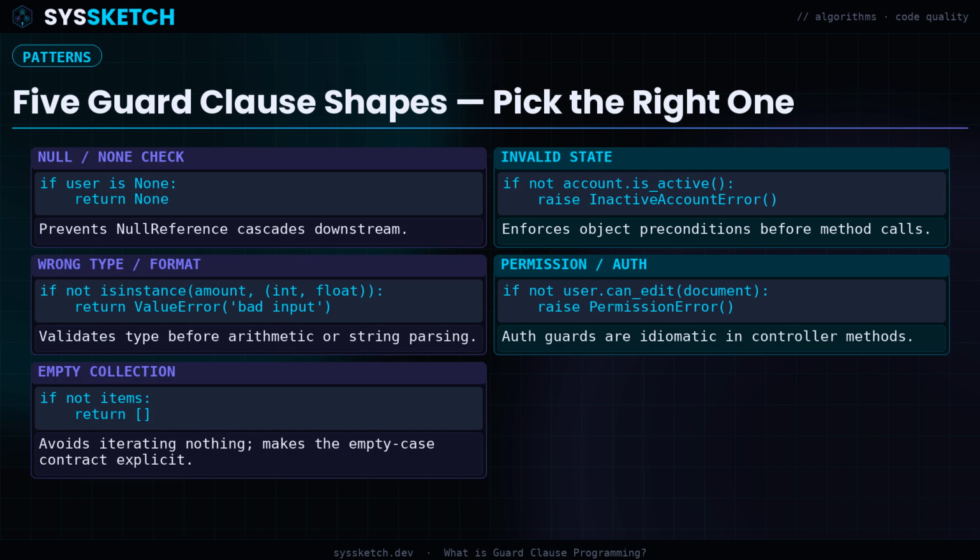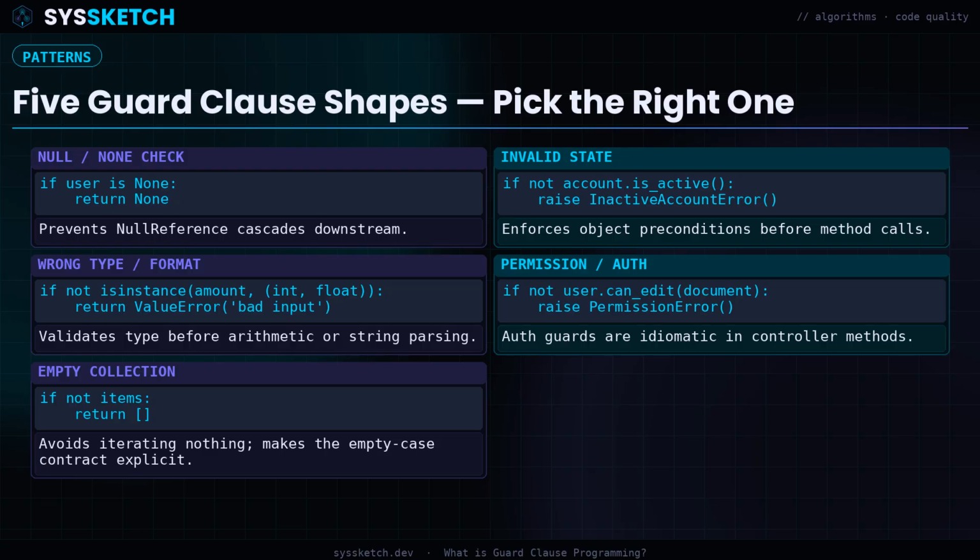Guard clauses appear in 5 common shapes. The null check, if user is none, return none, most common pattern in any language, prevents null reference cascades downstream. The invalid state check, if not account is active, raise an error, ensures the object is in a valid state before you call any methods on it.